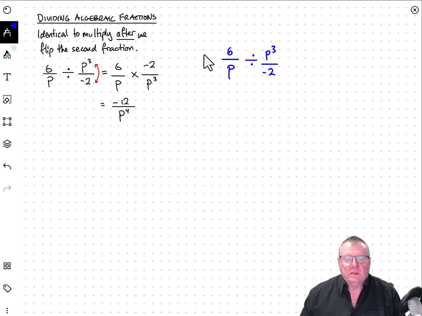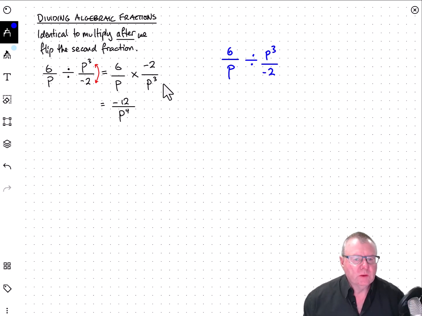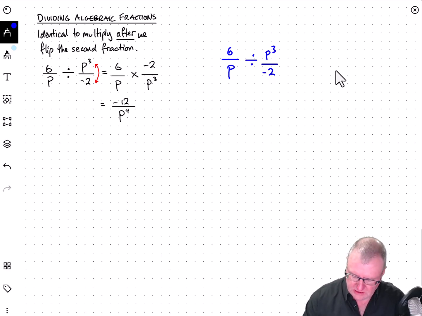All right, this one should be nice and short because dividing algebraic fractions is mostly the same as multiplying, except we've got one little thing to do at the start to set us up. So we've got 6 over p divided by p cubed over -2. Now, it doesn't matter what your fractions are. If we've got a division, all we need to do is flip this second one upside down.